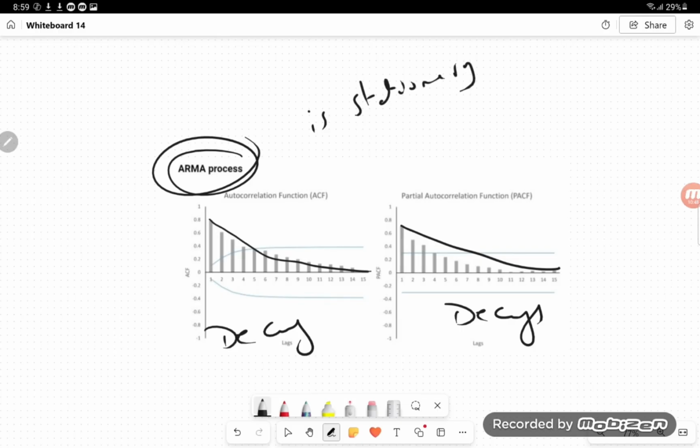While with respect to determining the order of the ARMA and the ARIMA model, we are going to talk about them later in our next lecture.